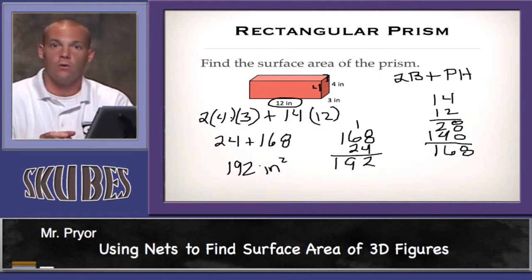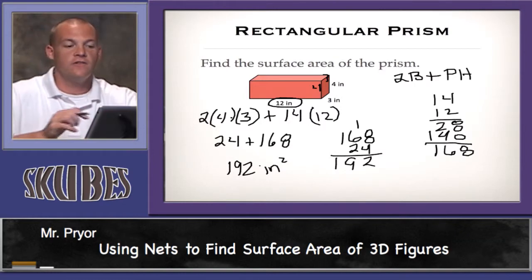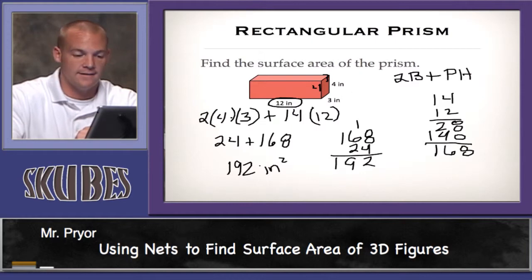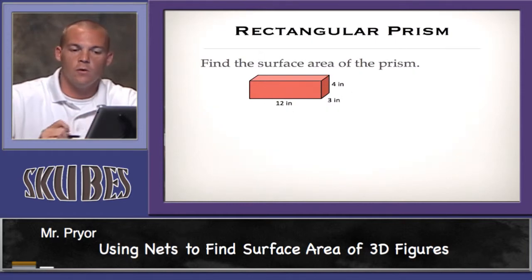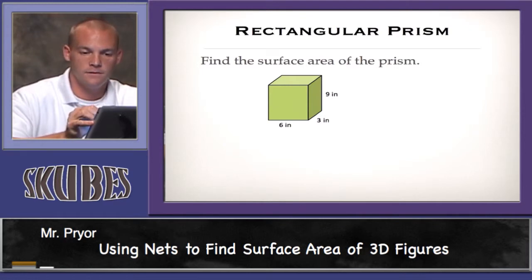Volume is how much a shape can hold. Surface area is how much can surround a shape. So that's actually still 2 dimensions, and you'll see why in a moment when we look at the nets. So let's look at one more like that, and we're going to again use the same formula. 2b, 2 times the base plus the perimeter times the height.